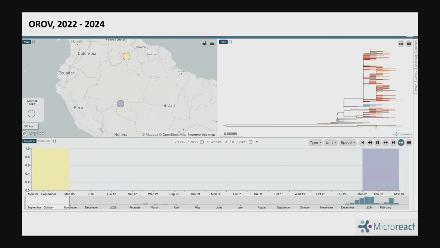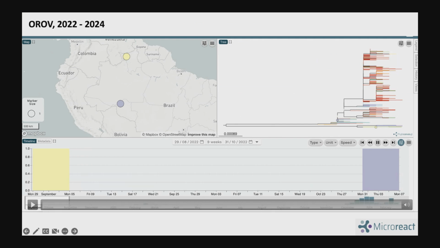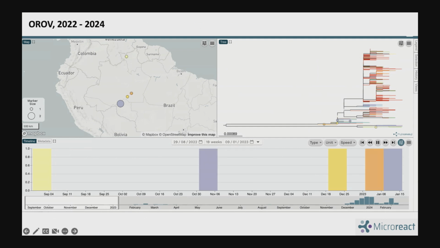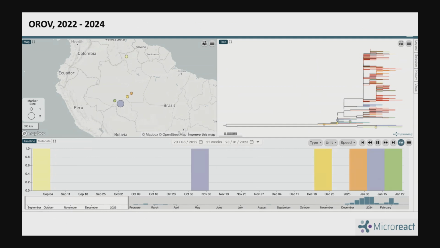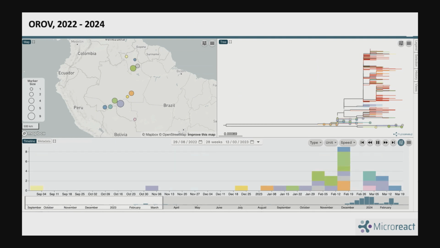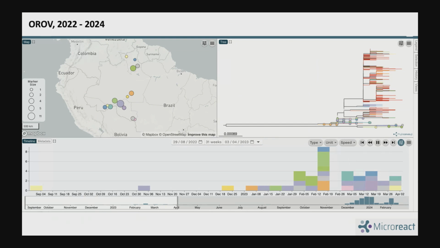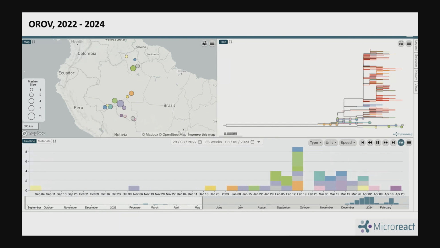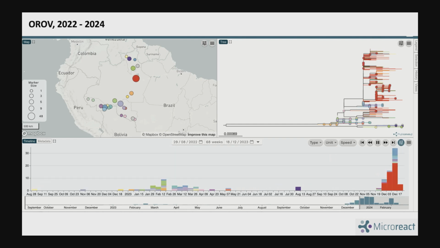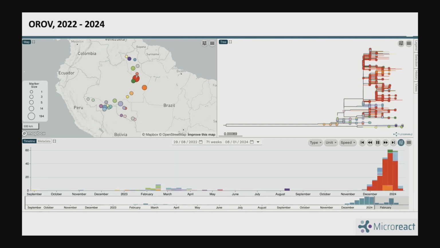There on the right, we will see the phylogenetic context, and on the bottom, we may see the epidemiological weeks and the cases that we have. So as you can see here, we sequenced from different municipalities in Brazil from 2022 to 2024, and we could see that we had an outbreak in 2023, but towards the end of 2023 and early 2024, we had many more cases in Brazil.